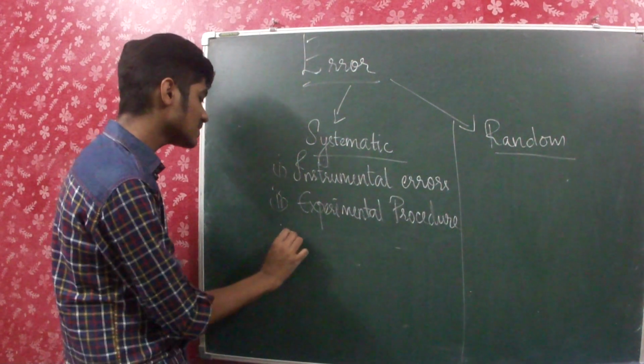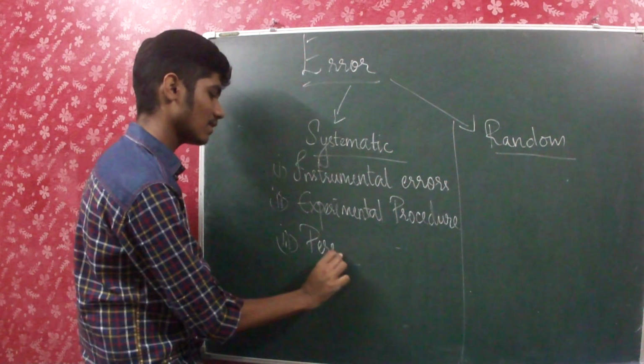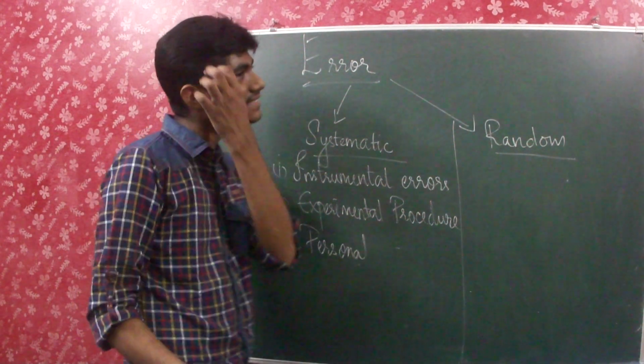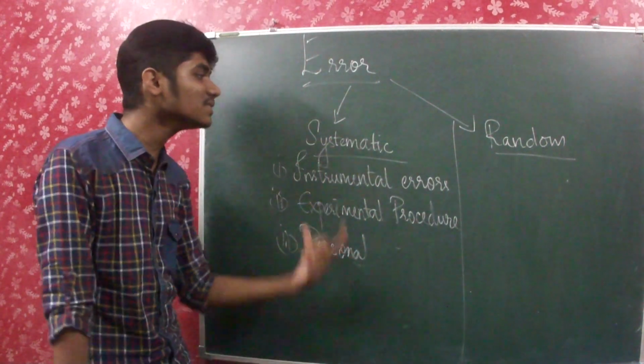And the third thing is personal errors. Personal errors are errors which are committed due to the person's carelessness and ignorance. For example, when we are looking at errors in optics, if we are not concentrating so much and just having my head like this or like this, then some kind of parallax error can occur. So these three are systematic errors.